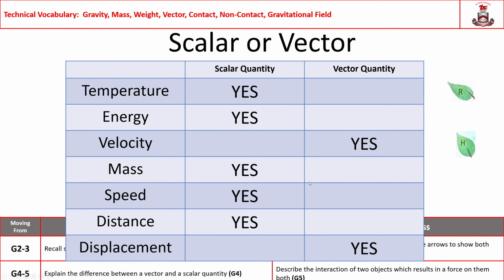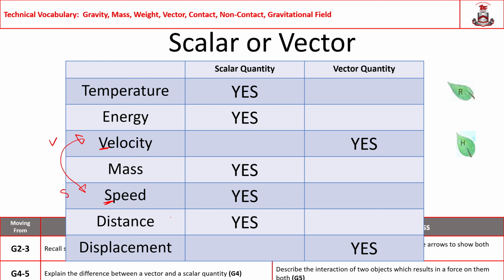Scalar or vectors. I've got the answers here, but we should know that temperature is just a scalar. It's just a number. It's 21 degrees outside. There's no direction. Same for energy. Velocity, that is speed, but with a direction. Mass, speed, distance, the scalars. Displacement is the vector. Now, velocity and speed are related because velocity is the vector, speed is the scalar. Makes it easy to remember, right? Because velocity is with a V and speed is with an S.